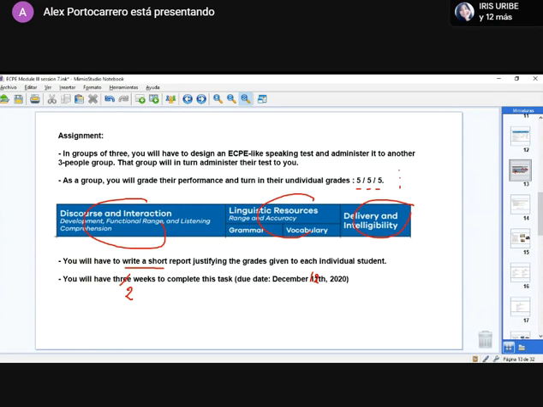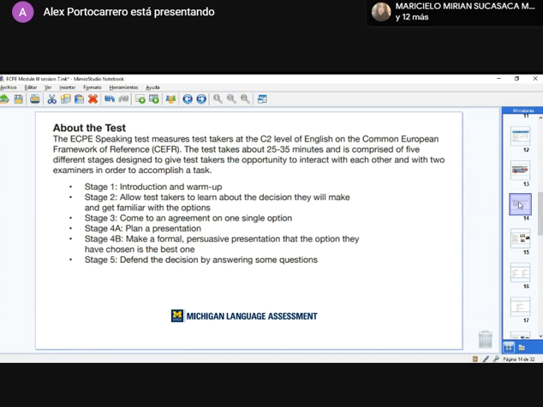Okay, so let's take a look at what you're supposed to read. We said here, you have to design an ACP-like speaking test. So let's take a look at some of those prompts. Talking about the test, remember that there are 5 stages. The ACP speaking test measures test takers at the C2 level of English of the Common European Framework of Reference, CEFR. By now, you're probably very familiar with that term. The test takes about 25 to 35 minutes. It may take a little longer because you guys will be in groups of 3, which rarely happens, but may happen in real life. And it's comprised of 5 different stages designed to give test takers the opportunity to interact with each other and with 2 examiners in order to accomplish the task. In this case, there will be 3 examiners. 2 of you will participate, and the third one will be just observing and taking notes, right?